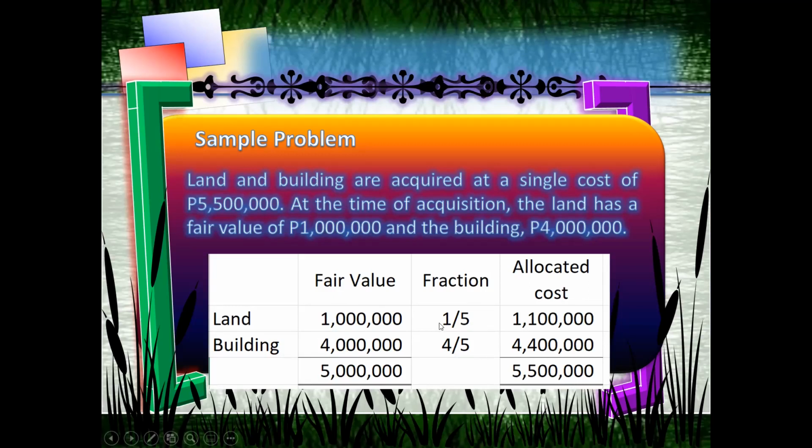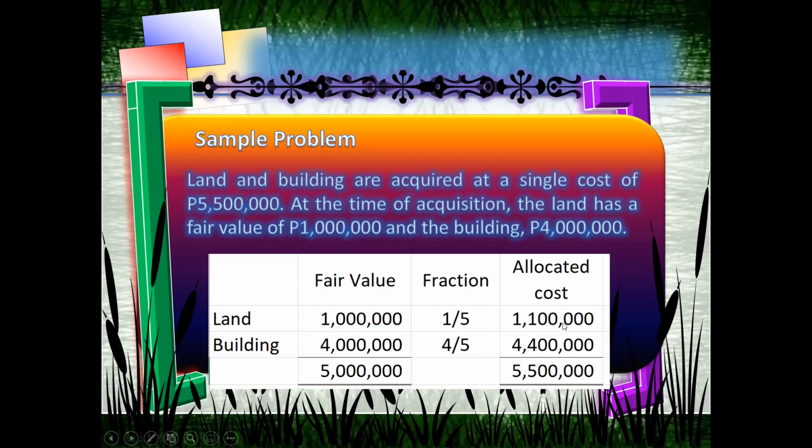So ito yung fraction natin. So that is 1 over 5 or 1 million over 5 million and 4 over 5 or 4 million over 5 million. So if you have this fraction na, we will be multiplying the fraction with your single cost or your lump sum or your basket price na 5.5 million. So in this case, that's 1 over 5 times 5.5 million. So it will give us 1.1 million.